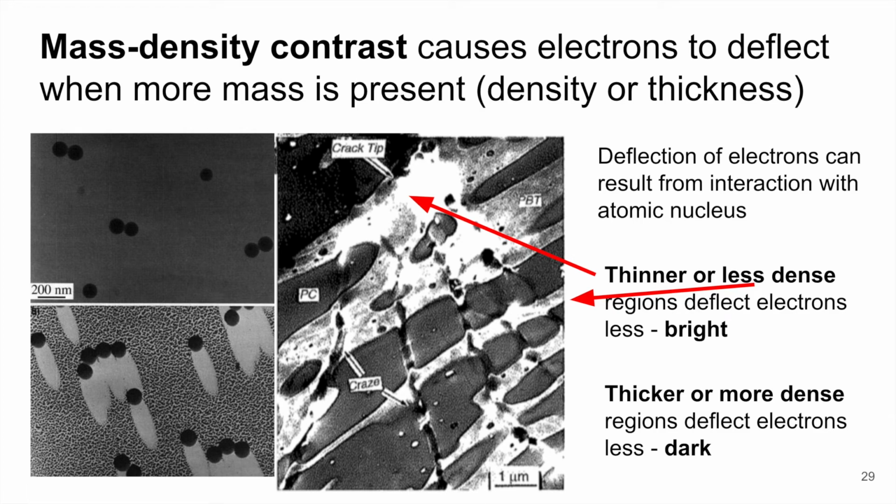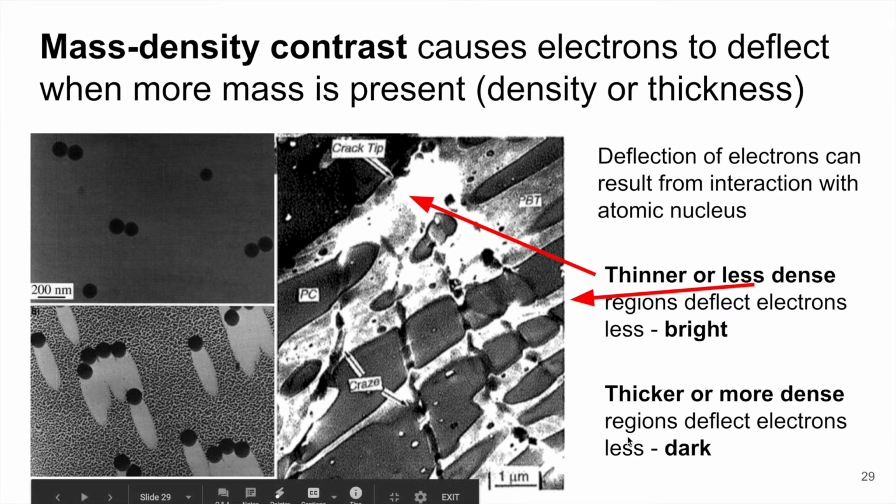So in this way, this is bright field. Because this is bright field, the things that deflect or scatter less appear bright because more of the electrons are reaching the screen or the detector. Then thicker, more dense regions, such as the regions here, and again on these images over here, have more mass because they're either thicker or denser, and so those deflect electrons.